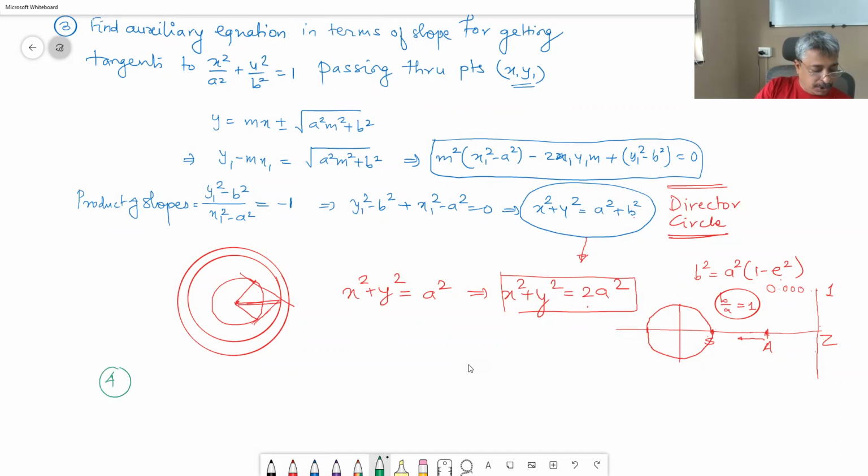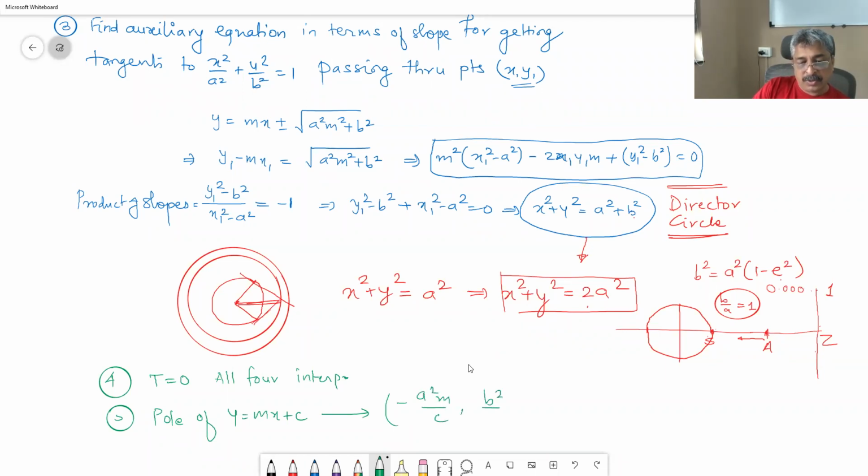For property number 4, what I should give you is T is equal to 0. We already know all 4 interpretations. Pole of y is equal to mx plus c is going to be the same as whatever you have found out: minus a square m by c, comma, b square by c. This is going to be the pole.